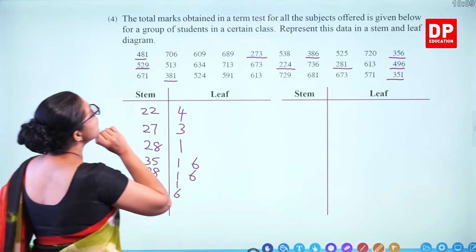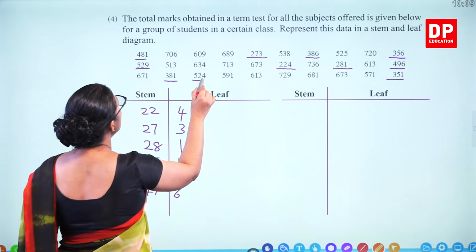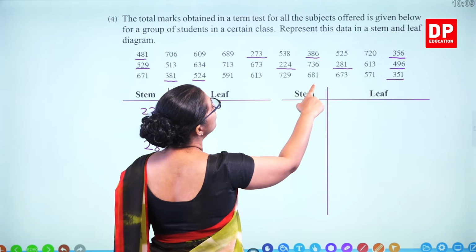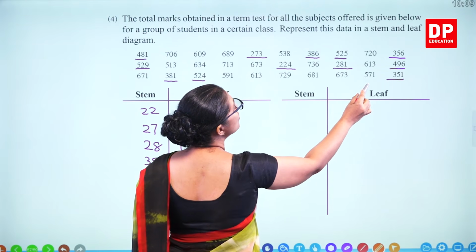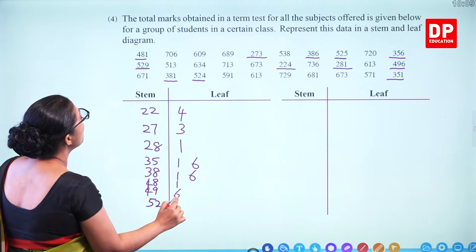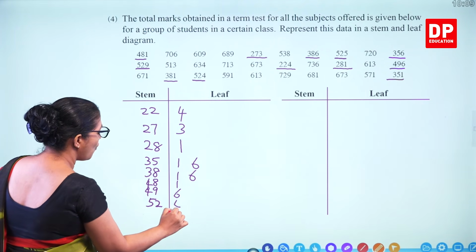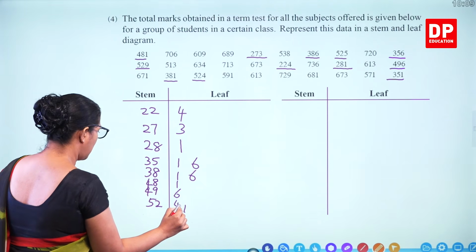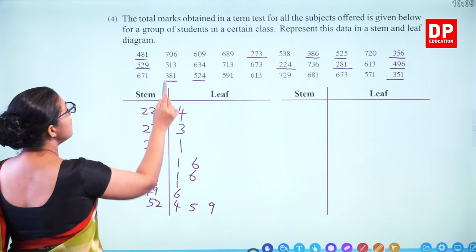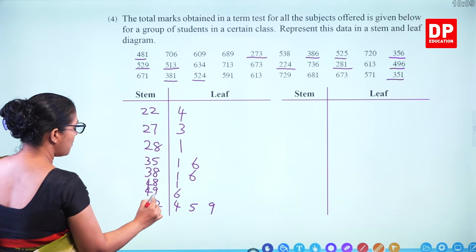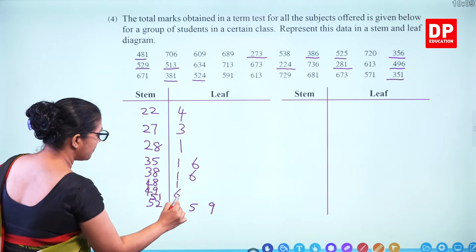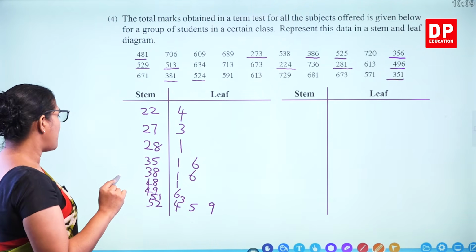50s, what are the numbers? 52 we have, 52, 52. So we have 52 three numbers. What are the numbers? We have 5, 4, 9. So 4, 5, 9. And here we missed one. 51 also there. We'll plug it here. Then this is the sketch. 51 with 3. After that we'll write properly.